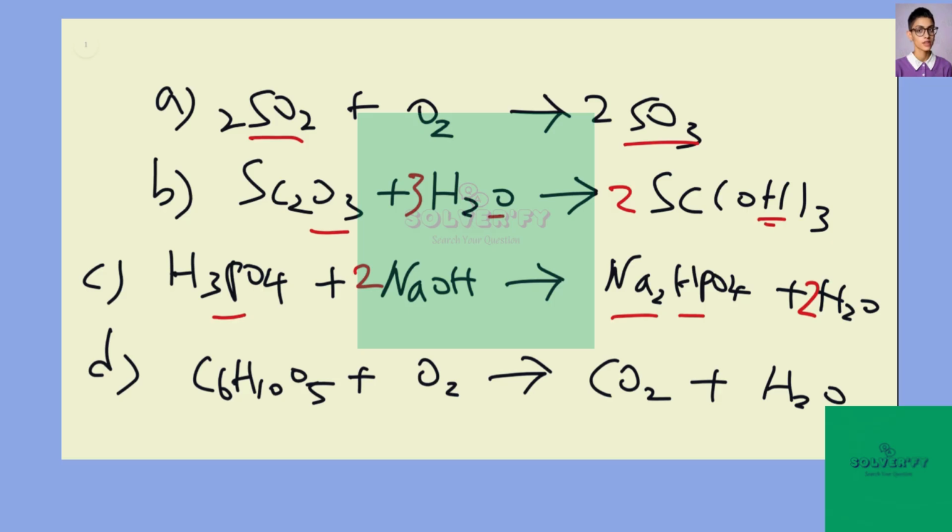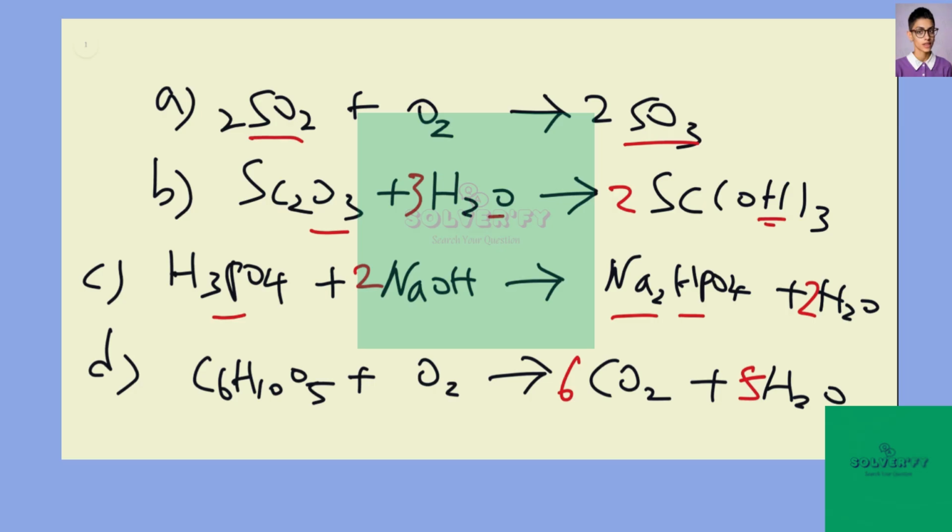Okay, so we move on to the last one. We have C6H10O5 plus O2 to become CO2 and H2O. So we are going to balance carbon first. We just put 6 in front of CO2 because we have 6 carbon. And then for hydrogen, we have 10. On the right, we have water, so we just put 5 in front of water to balance all the hydrogens.